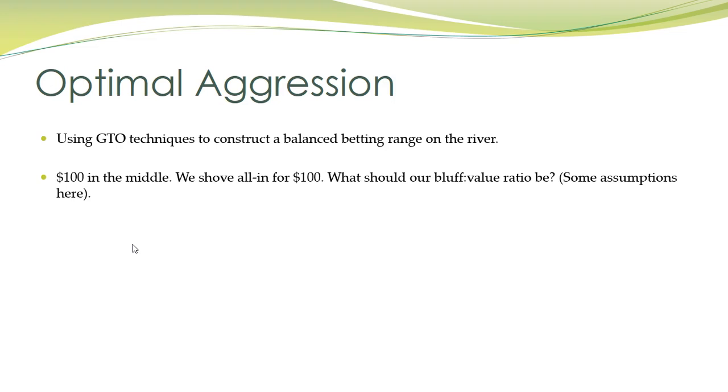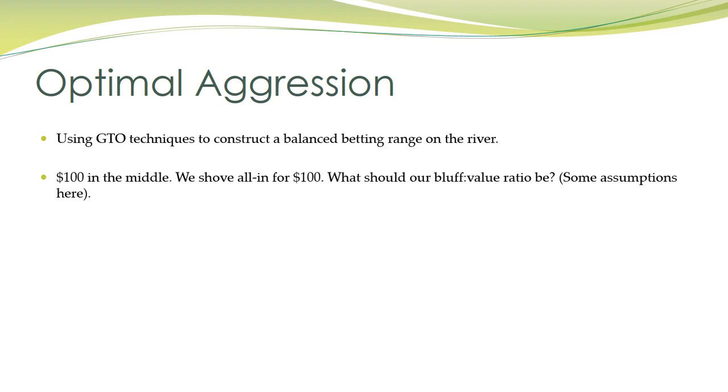So as an example, let's take this question. $100 in the middle on the river, we shove all in for $100, a pot size bet. What should our bluff to value ratio be? Now this is a very commonly used example to illustrate the idea of bluff to value ratios on the river. It's important to understand that there are some very big assumptions going on in the background. Let's just define those assumptions.